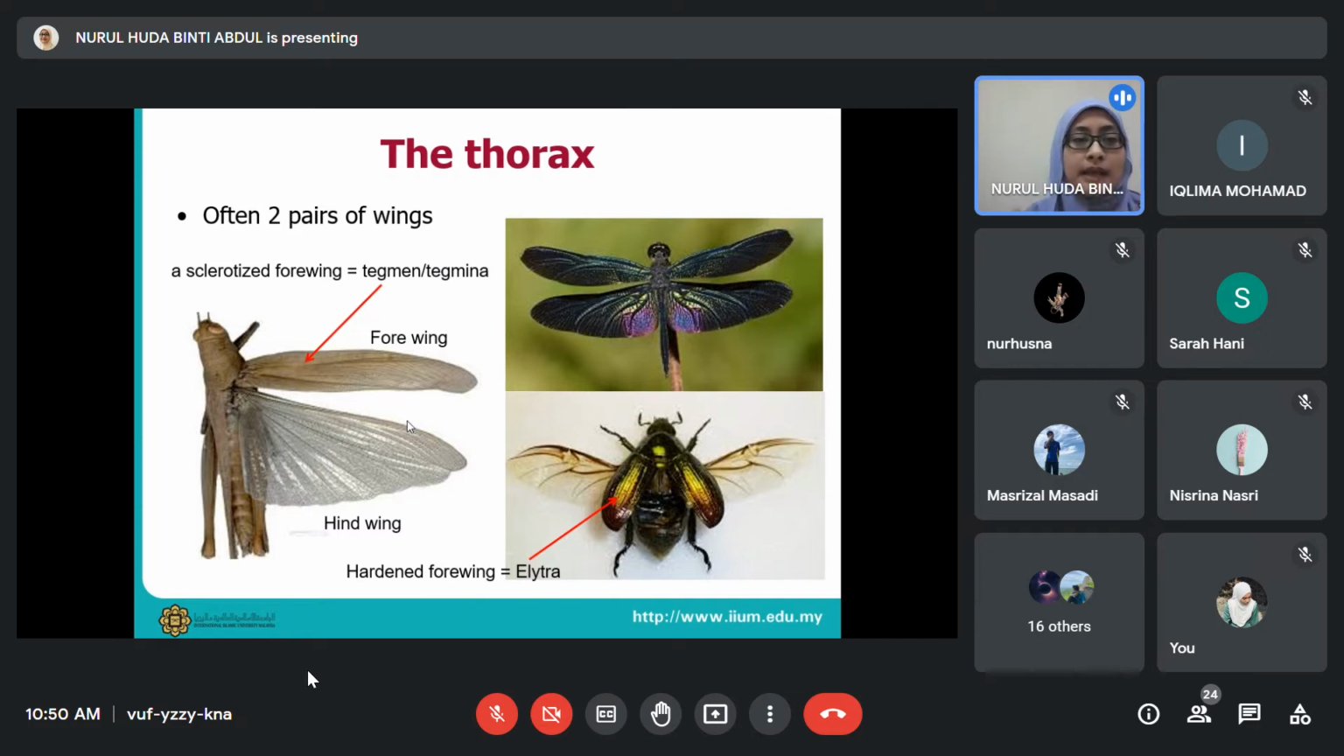Okay, so they have 2 pairs of wings, usually 2 pairs of wings. One group has 1 pair of wings, for example, Dipterans. For those primitive insects, they don't have wings at all, but often 2 pairs of wings. The ones you see on grasshopper, on dragonfly, on beetles, but they have different characteristics. Okay, for example, the first one, the picture of grasshopper.